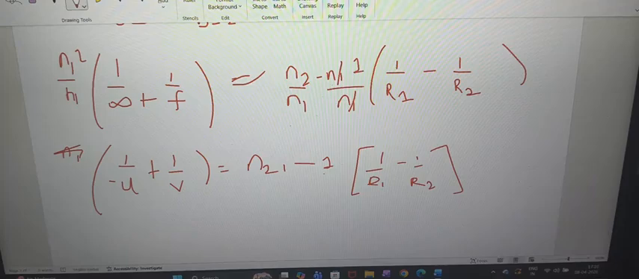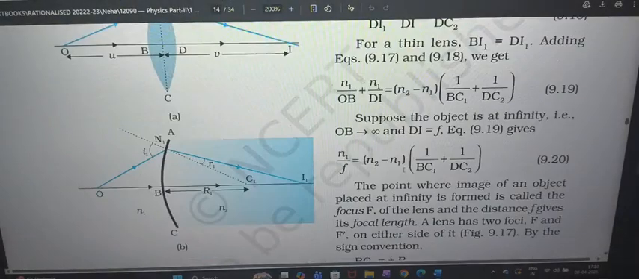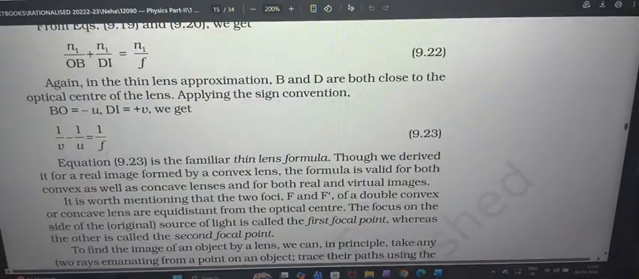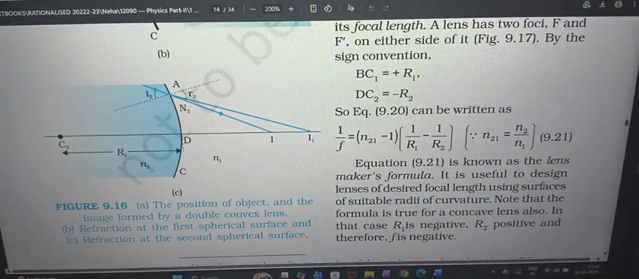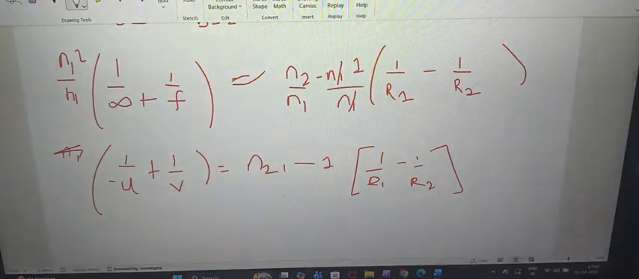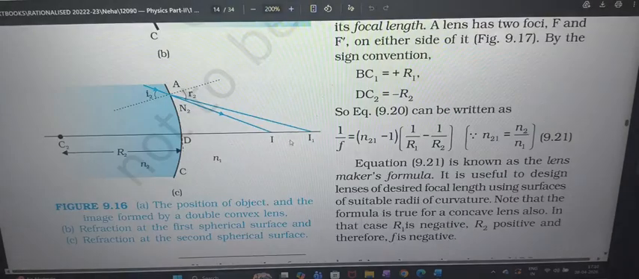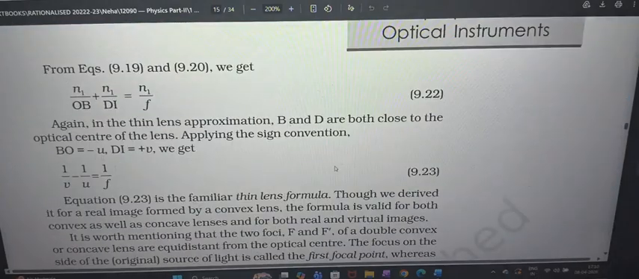Now what is this? n21 minus 1 into 1 by r1 minus 1 by r2. That is nothing but 1 by f. Here they should have given it. Yeah. n21 minus 1, 1 by r1 minus 1 by r2 is nothing but 1 by f. So can I substitute that value over here? So here if you substitute 1 by f value, then what is over here? 1 by v minus 1 by u. That's it. We got the lens formula. So 1 by v minus 1 by u is equal to 1 by f. That is what finally we are deriving.